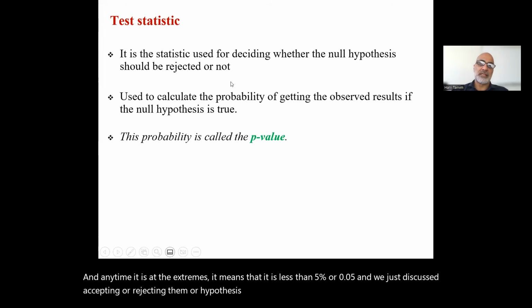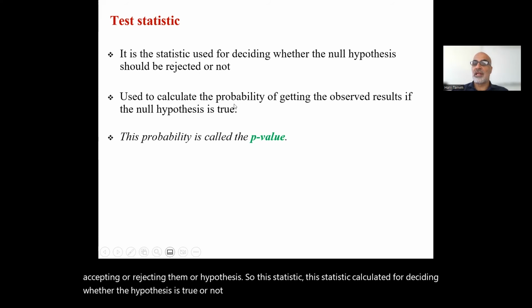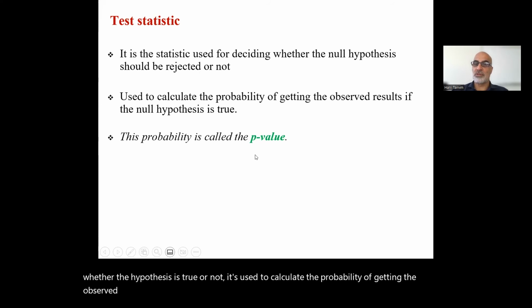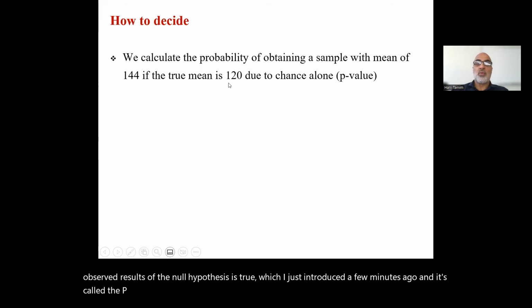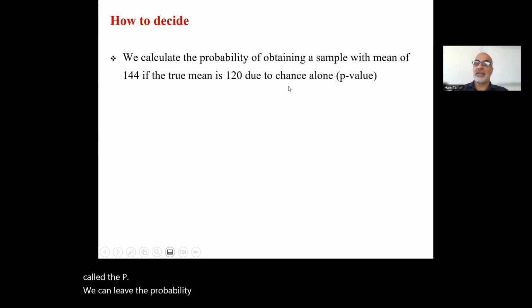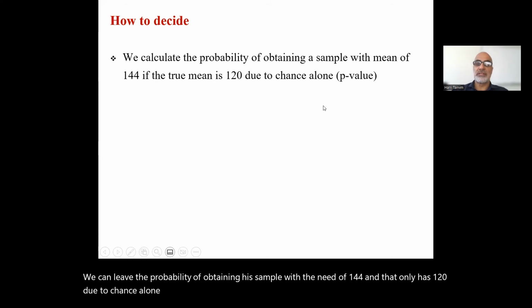The test statistic is calculated for deciding whether the null hypothesis is true or not. It's used to calculate the probability of getting the observed results if the null hypothesis is true, which I introduced a few minutes ago, and it's called the p-value. We calculate the probability of obtaining a sample with a mean of 144 if the true mean is 120 due to chance alone. And this is the p-value that we talked about.